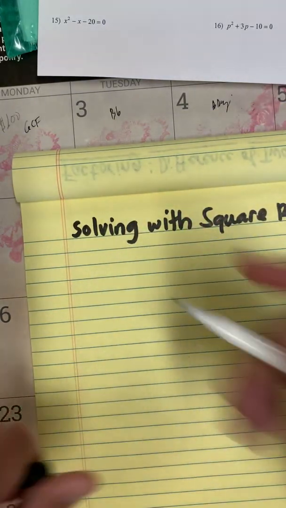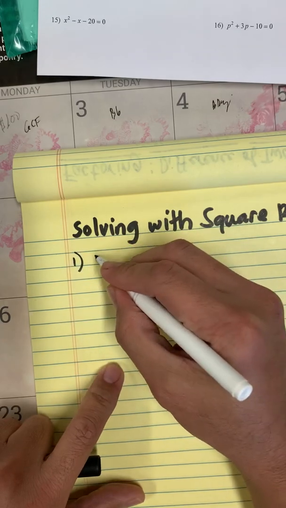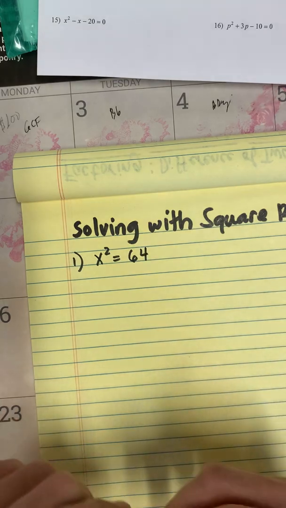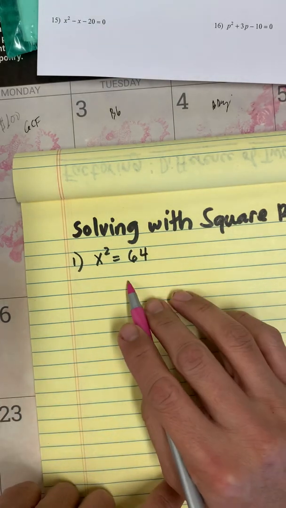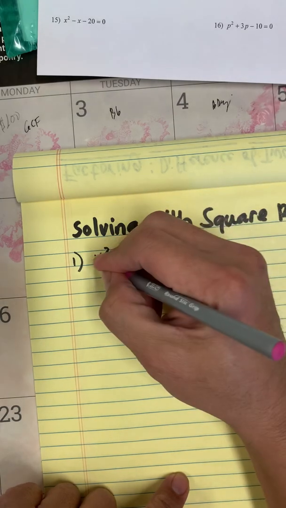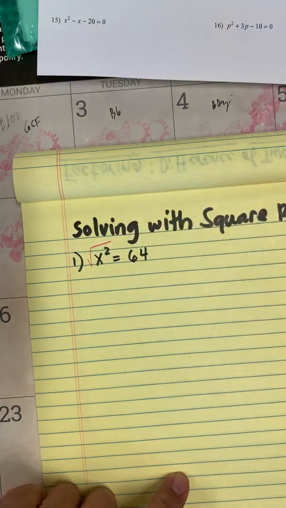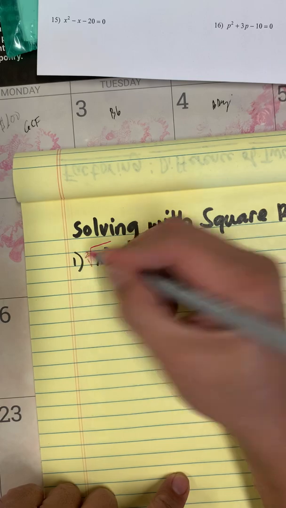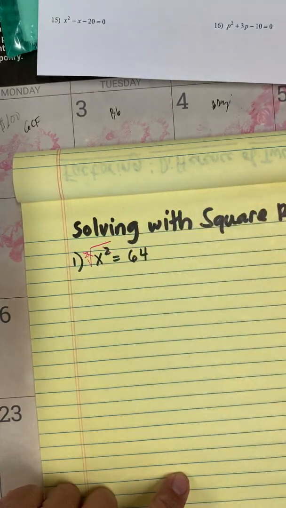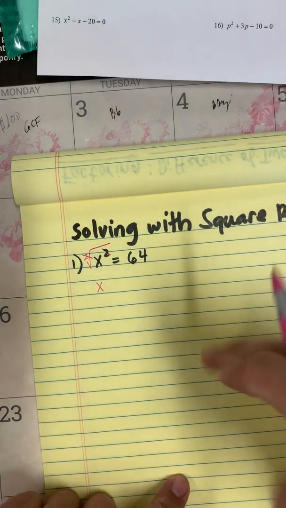Number 1, x squared is equal to 64. How do we do this one? Okay, solving with square roots is a lot easier. We just have to take the square root of this. Remember, the invisible index here is 2, and this crosses out. So what leaves you there is just x. Kaboom. Very simple. But hold on.